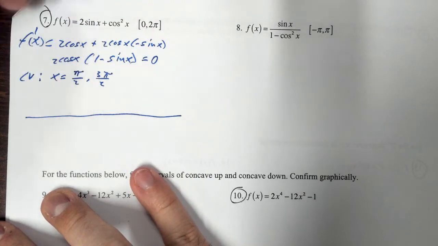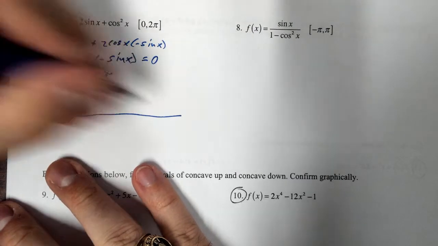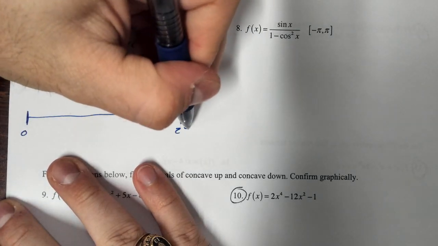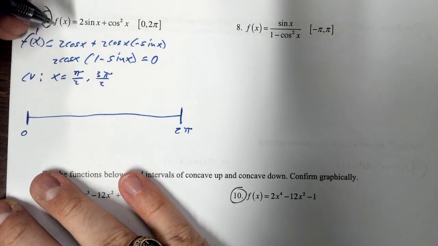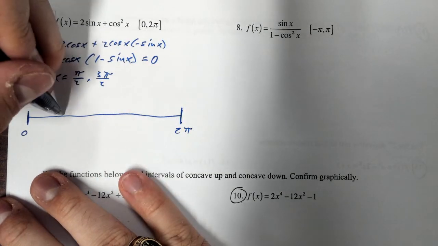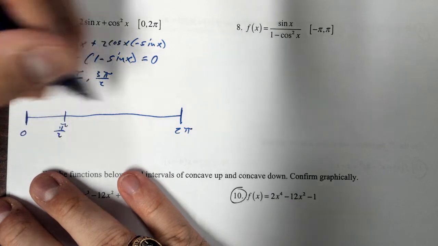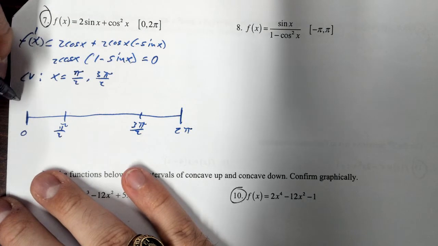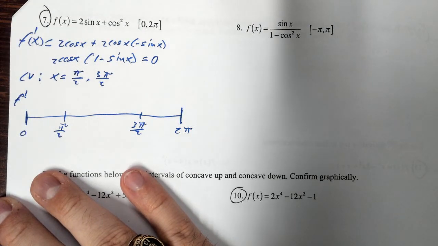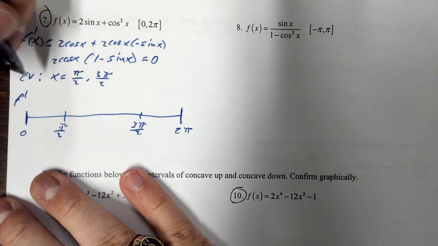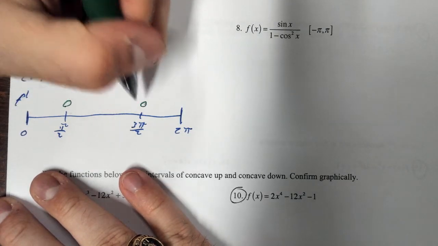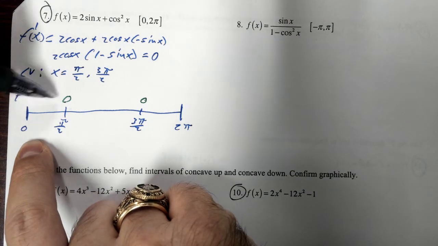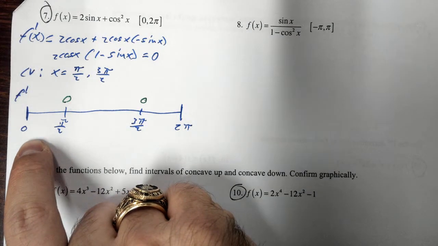Now to make the number line. We are constrained to an interval here from 0 to 2 pi. 0, 2 pi, pi over 2, 3 pi over 2. F prime information right above. So F prime is 0 at both of those spots.